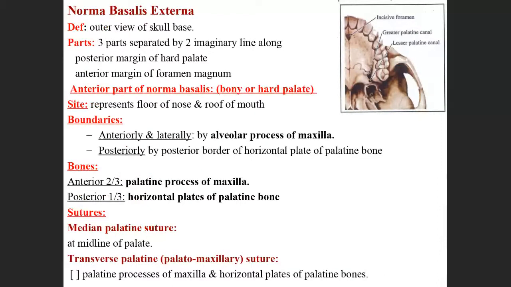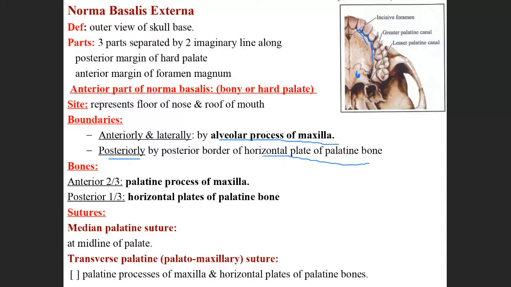So what is there in the hard palate? What are the boundaries? The hard palate is formed by the alveolar process of the maxillary bone. This is the alveolar process of the maxillary bone. And what is there posteriorly? The posterior border of the horizontal plate of the palatine bone. This one. This is the palatine bone.